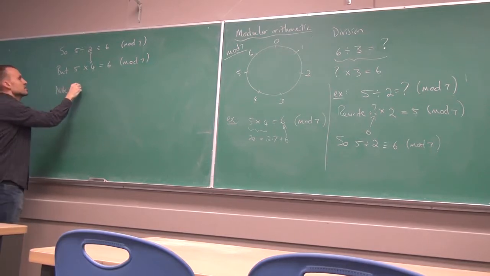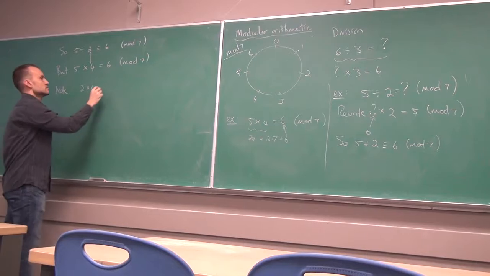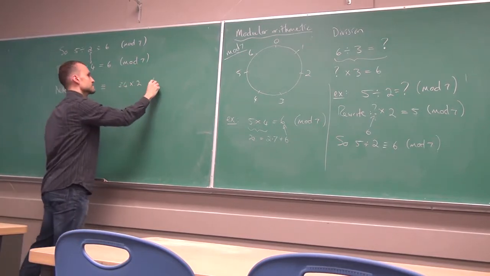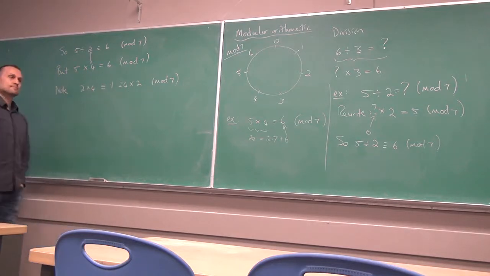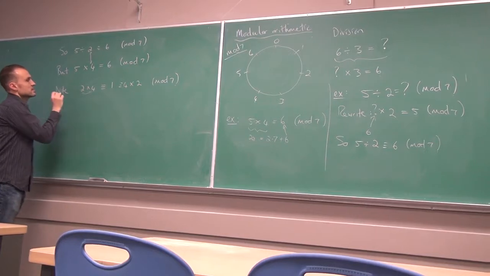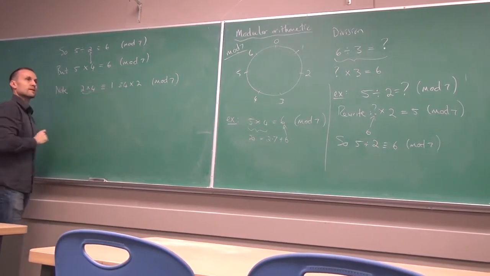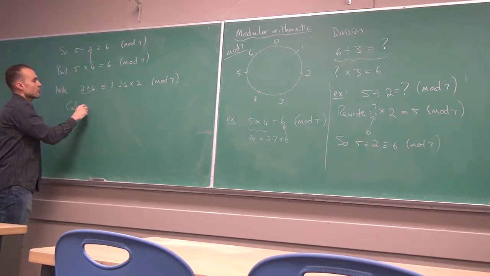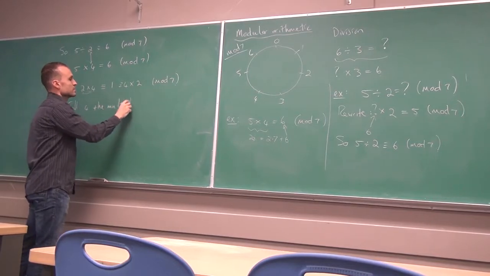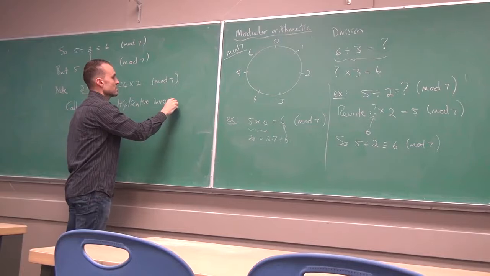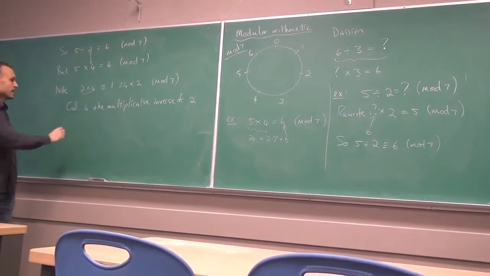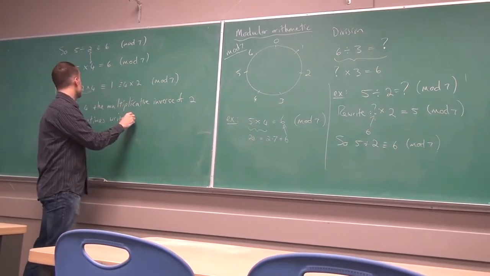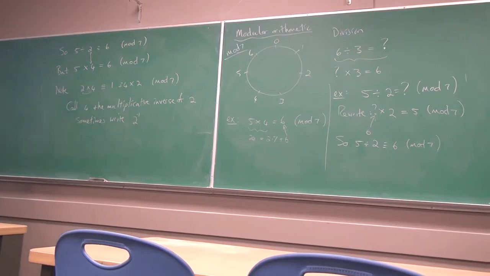So let's just see. What is 2 times 4? And mod 7, 1. And 4 times 2, doesn't matter which way I write it down. That's 8, which is 1. So these guys are friends in that when we multiply them together, we get a 1. So we call 4 the multiplicative inverse of 2. And we sometimes write, just as a name, 2 to the little negative 1 as a superscript.